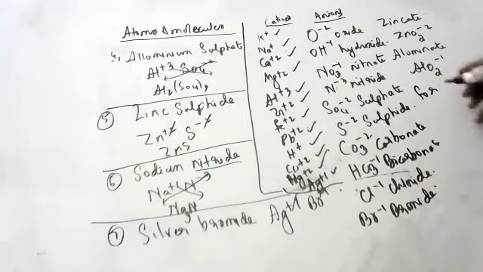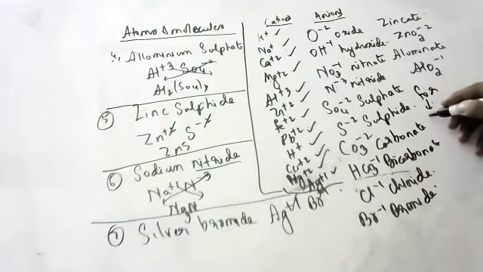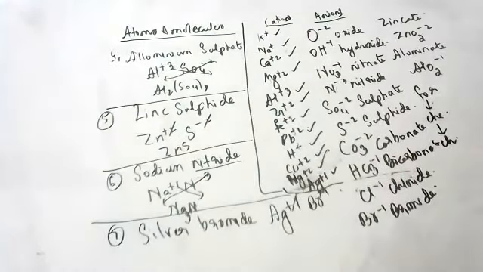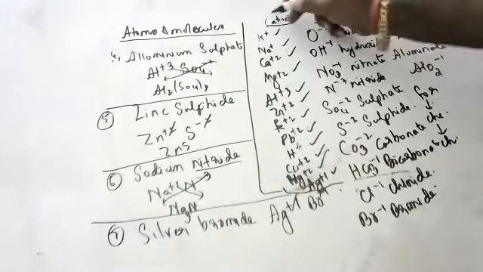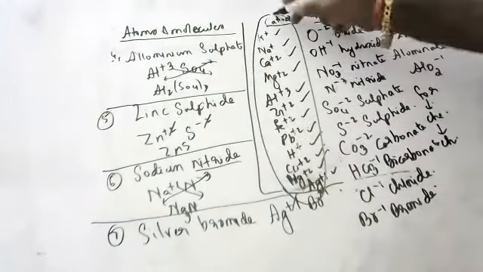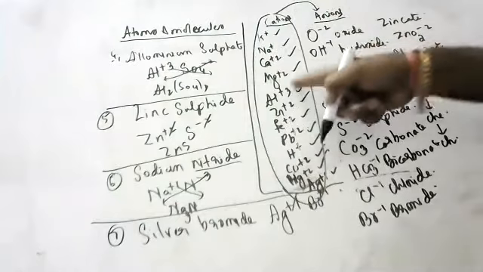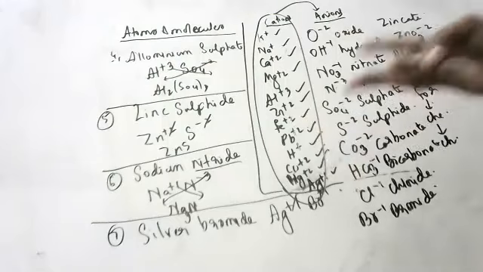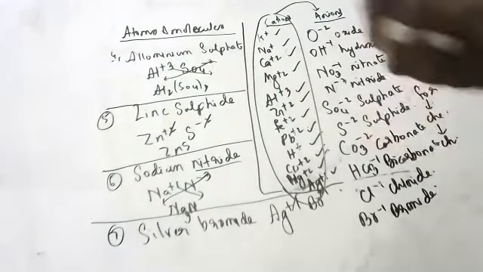formulas, children. If you know how to write formulas, you will know how to write reactions. If you know reactions, you will never say chemistry is tough. If you don't know these things, finally you'll put the blame on chemistry itself, saying that chemistry is very tough, because you never plan to learn these things. If you know this, you will get formulas. If you know formulas, you can write reactions. If you can write reactions, chemistry will become easy.